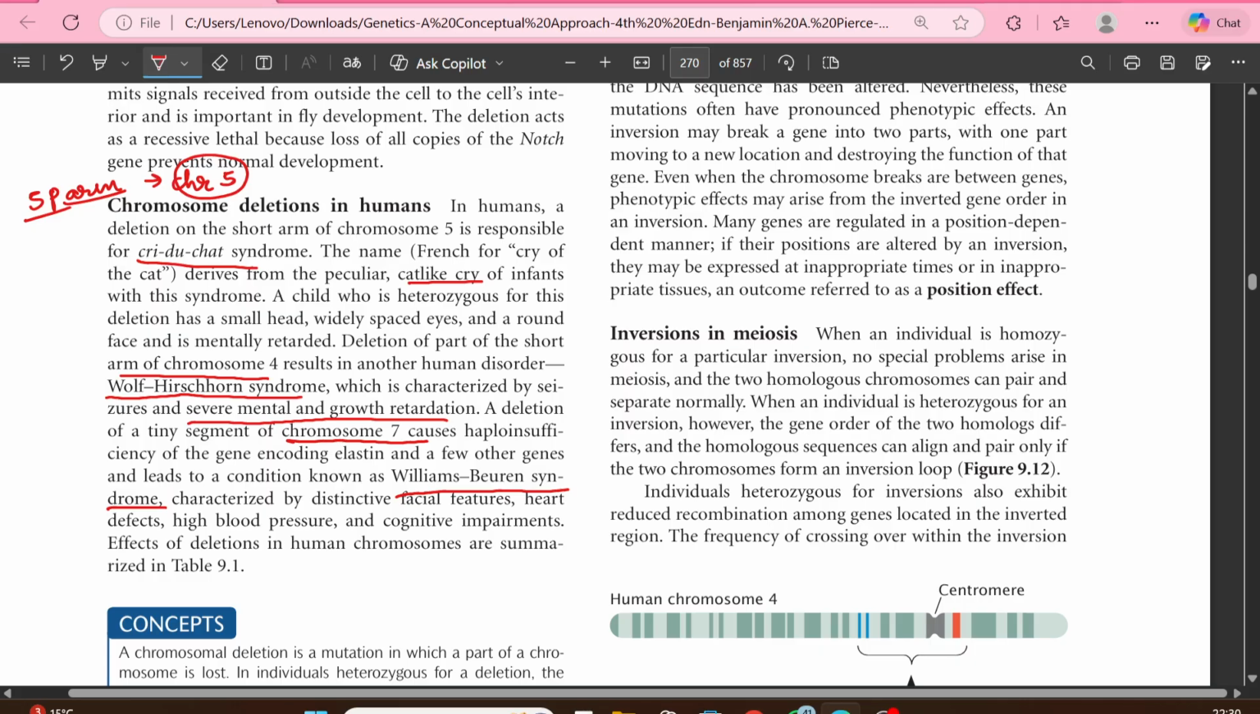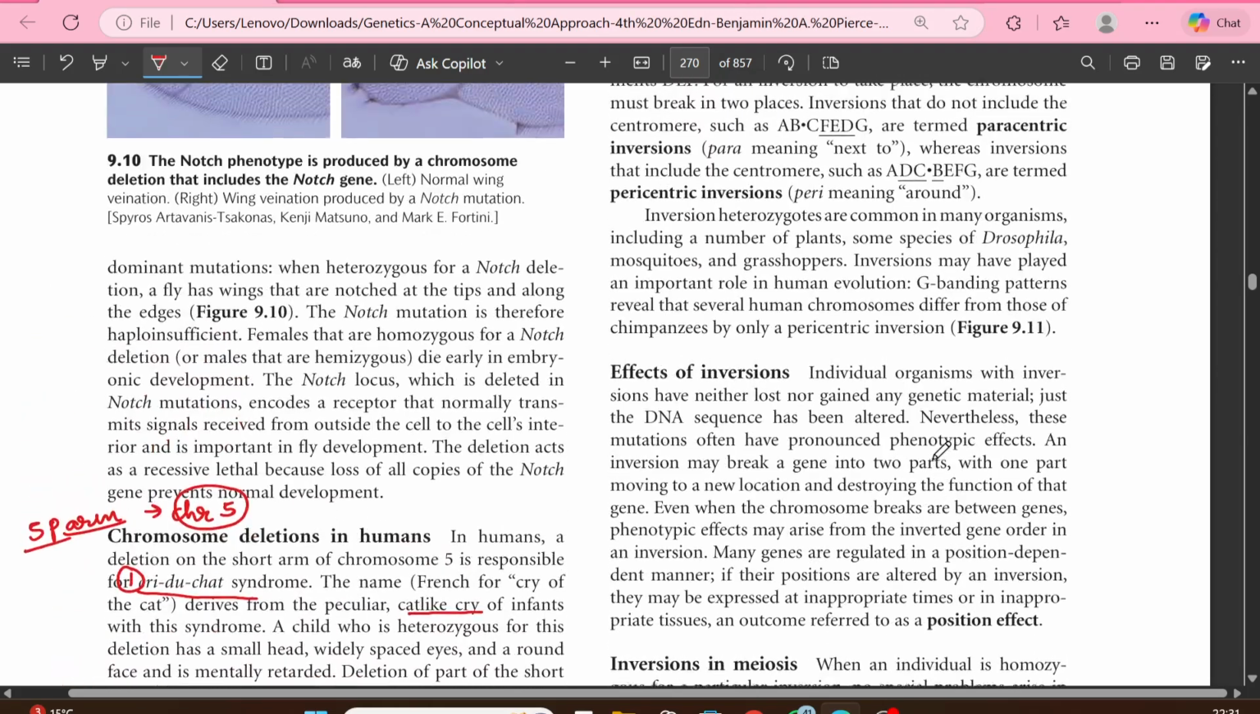So we have talked about three important syndromes: Cri-du-Chat syndrome, Wolf-Hirschhorn syndrome, and Williams-Beuren syndrome. Cri-du-Chat syndrome is on chromosome 5, Wolf-Hirschhorn syndrome on chromosome 4, and Williams-Beuren syndrome on chromosome 7. All of them are cases of deletions only.